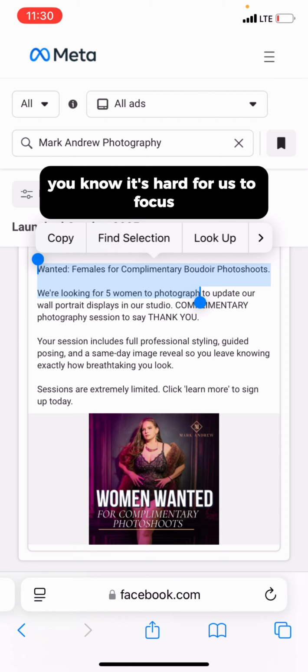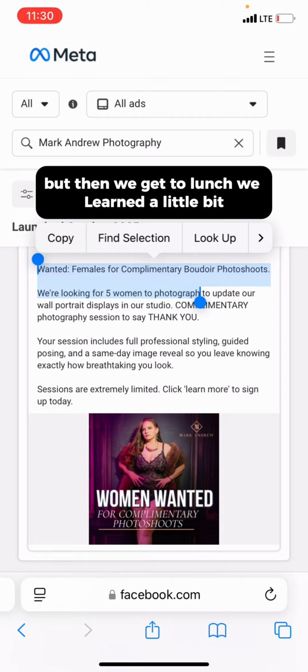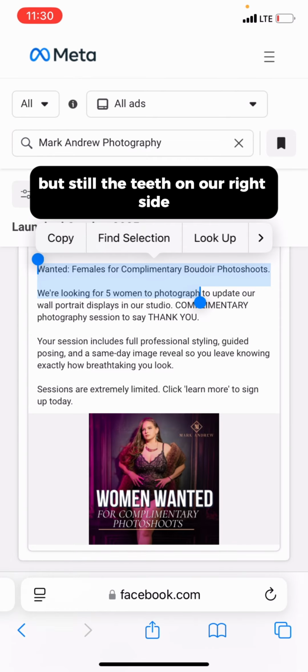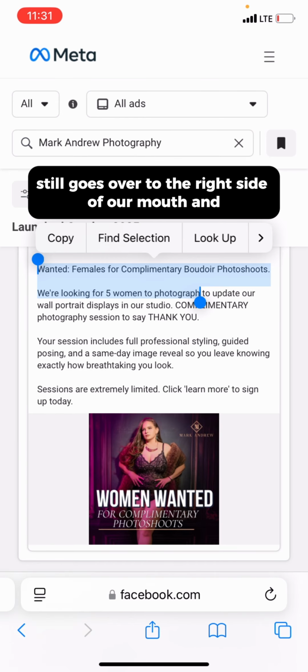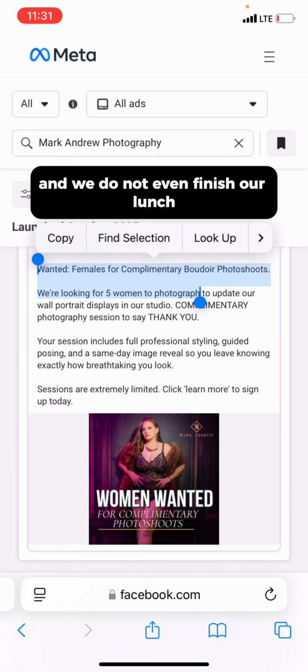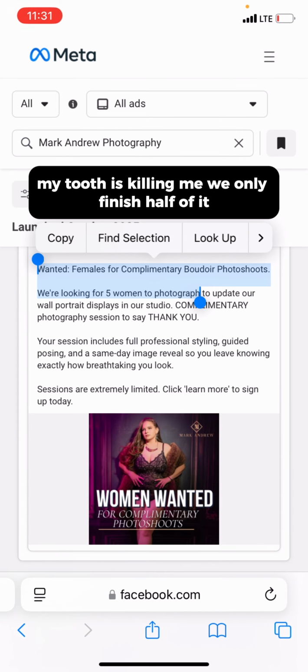It's hard for us to focus. Like, this is kind of annoying. We try to ignore it. But then we get to lunch. We learn a little bit, so we decide to eat on the left side of our mouth only. But still, the teeth on our right side touch when we're chewing only on the left. Our jaw still hurts. And because of muscle memory, some food still goes over to the right side of our mouth. And, oh my God, dude, more pain. We do not even finish our lunch. Too painful. Like, damn, my tooth is killing me.